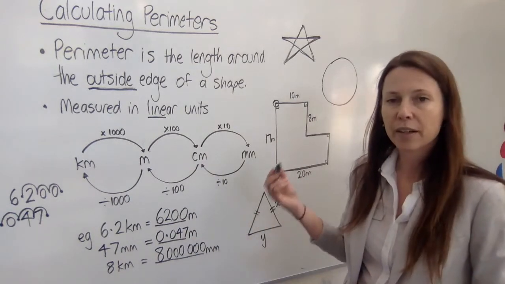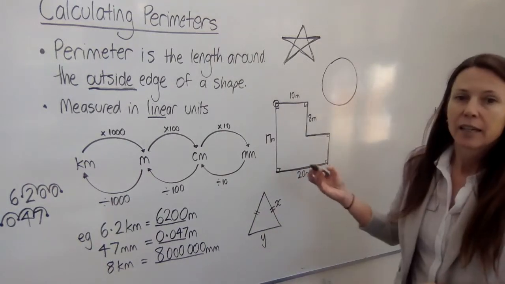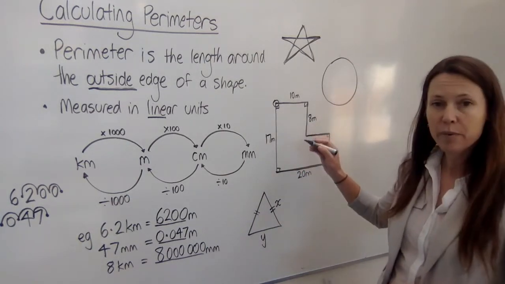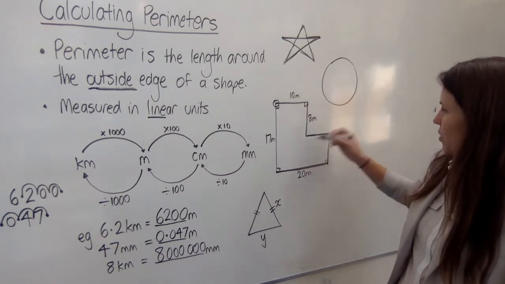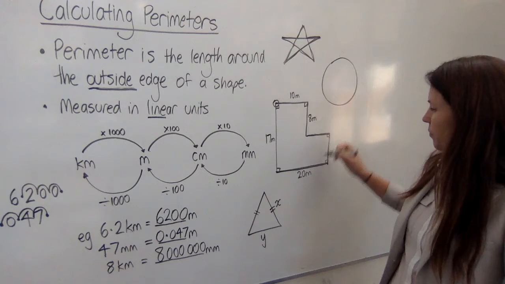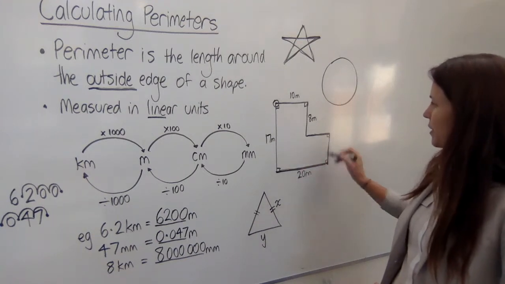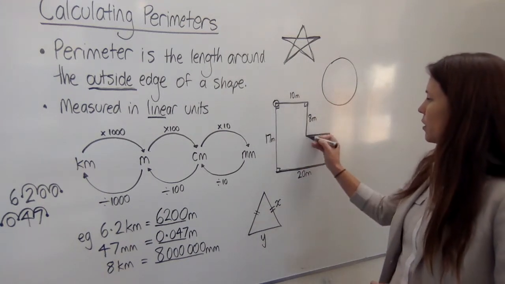Now, the only other things that are going to trick you a little bit potentially in calculating perimeters is that sometimes you're not given all of the lengths. So, for example, in this drawing, we've got right angles in every corner, but here we know this is 20 metres and this is 10, but we don't know this length here.